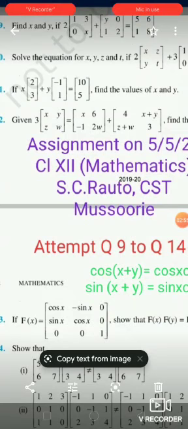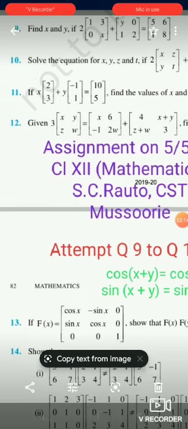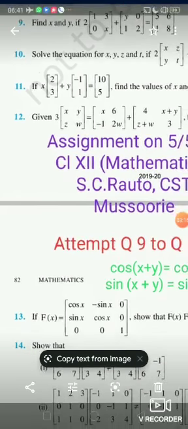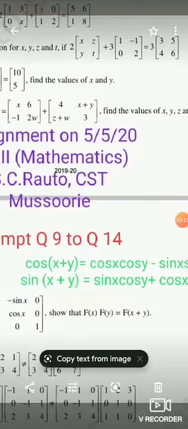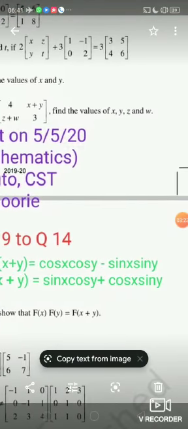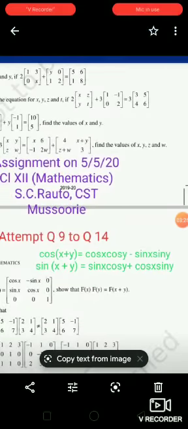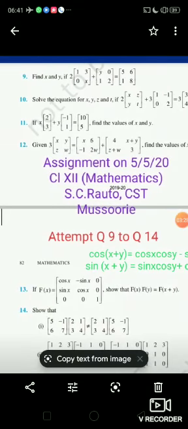Coming to question number 11, this is also a very simple question. x is a scalar quantity, y is also a variable, but x can be multiplied with both 2 and 3, y can be multiplied with both -1 and n, then equating, you can find x and y. A similar question is there in question number 12, given that these are matrices of order 2 by 2, and finding the unknown quantities x, y, z, and w. So these are the assignments for questions 9 to 12.